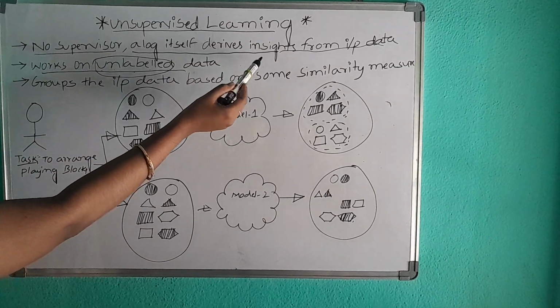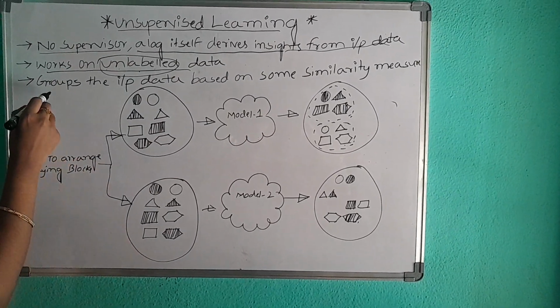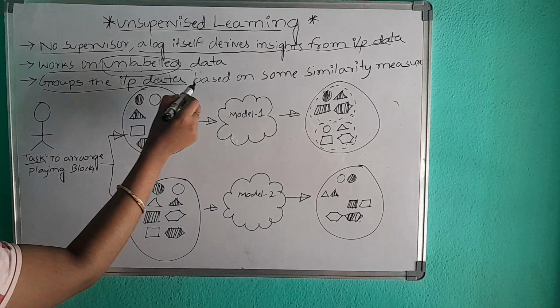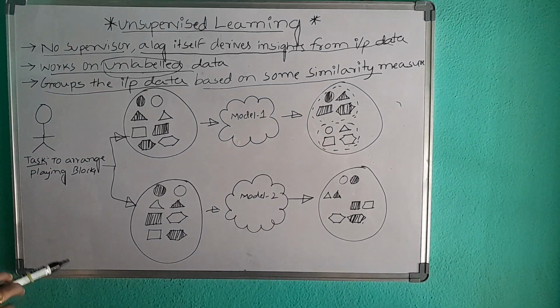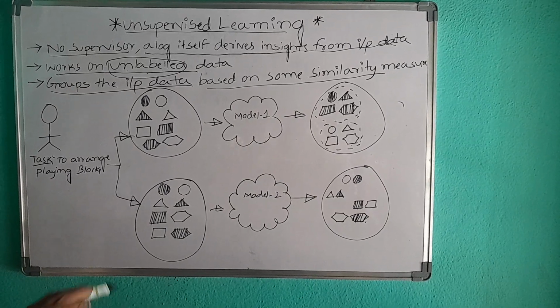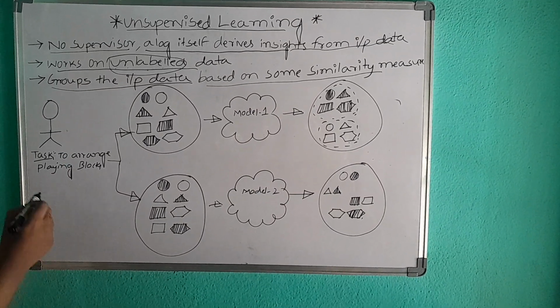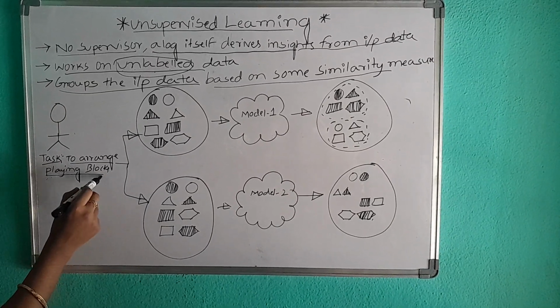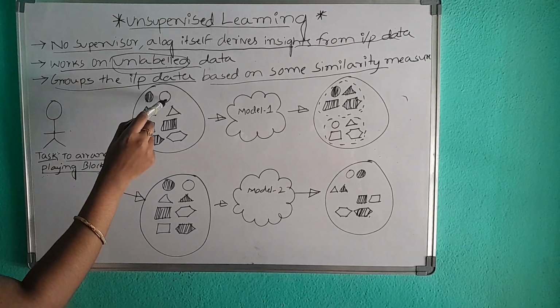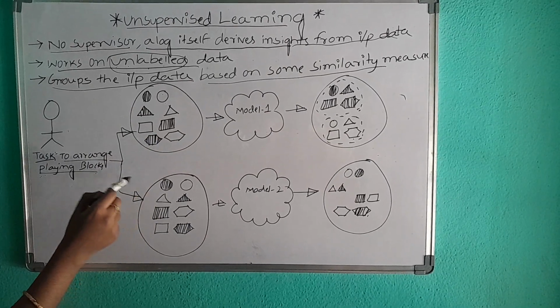How does it derive insights from the input data? It groups the input data based on some similarity measures. For example, to understand unsupervised learning clearly, look at this example. Here, the task is to arrange playing blocks. What are the playing blocks? These are the playing blocks.